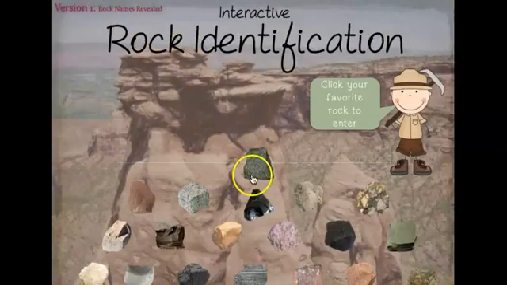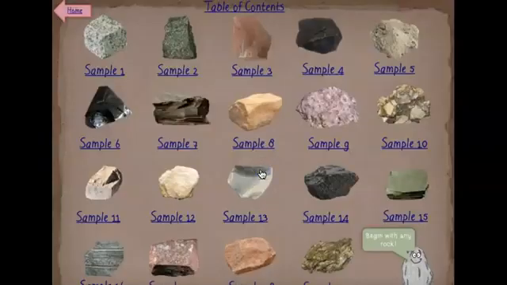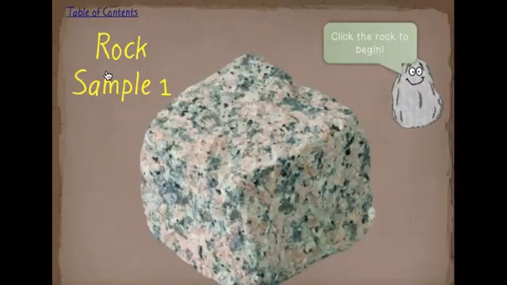We're going to click on one of the rocks. I don't care which one you click on. Maybe you like one better than the other. You're going to click on one, and you will notice that there are 19 samples here. We're going to start with sample number 1. When I click on sample number 1, it shows me the rock. This rock may look familiar because we've already spent some time observing a rock that looked very similar. Once I've clicked on it and I can observe it, it then says click on the rock to begin.